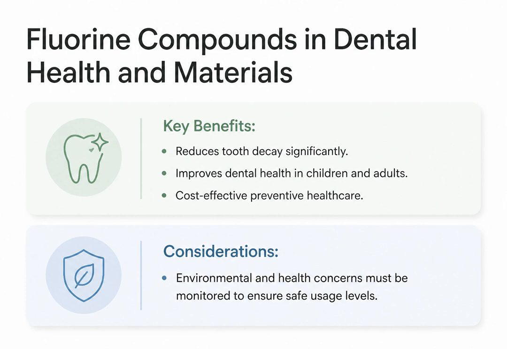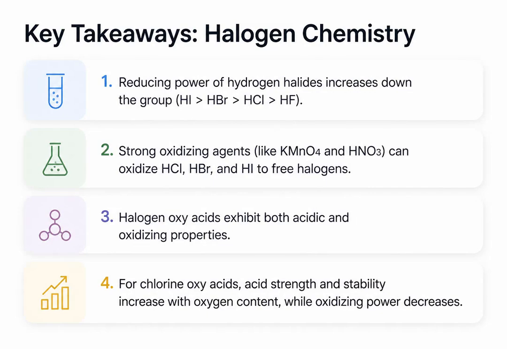at safe, beneficial levels. To wrap up our discussion on halogen chemistry, let's review the key takeaways. We've seen that the reducing power of hydrogen halides increases as we move down the group, with hydrogen iodide being the strongest reducing agent. We also explored how various oxidizing agents interact with these halides, displacing the free halogens. Finally, we examined the fascinating trends in the oxyacids of chlorine, noting that as the oxygen content increases, the acid becomes stronger and more stable, but its oxidizing power actually decreases.